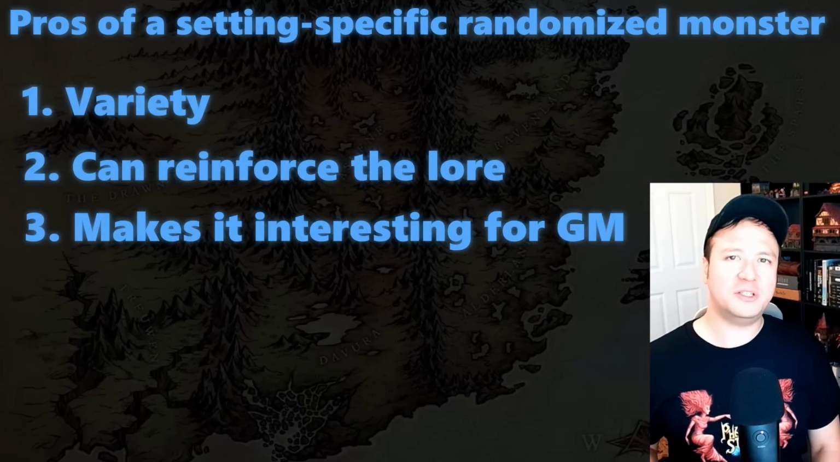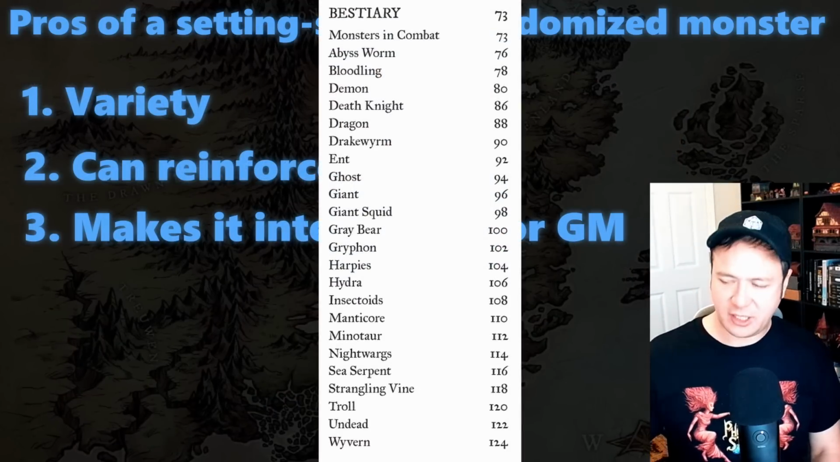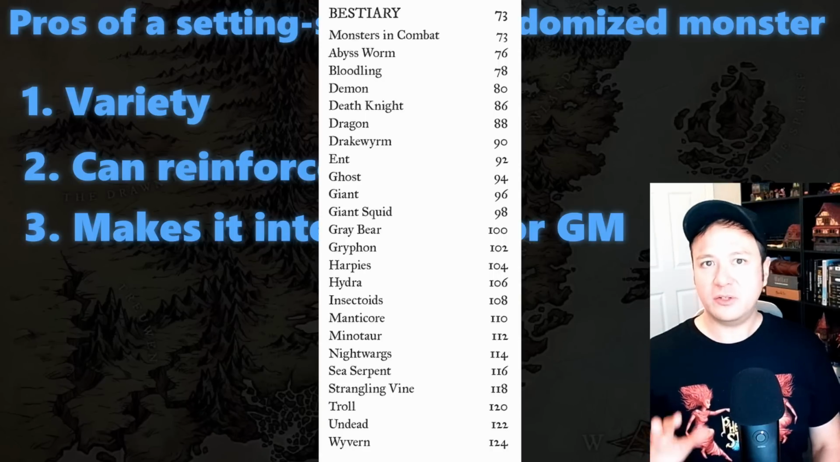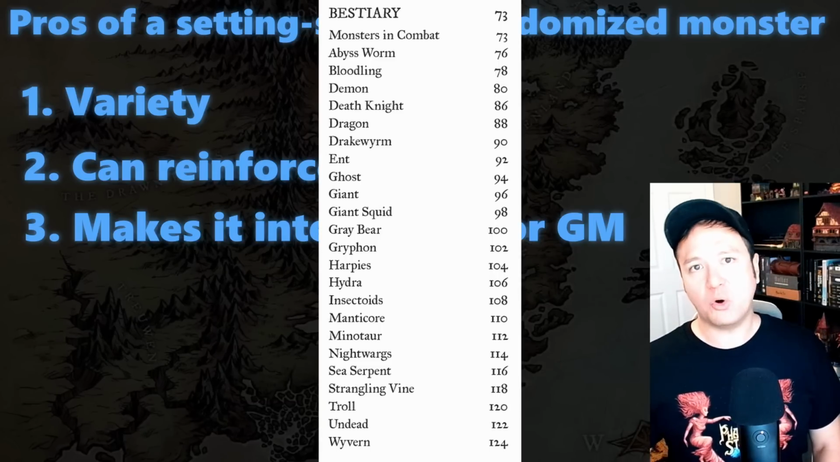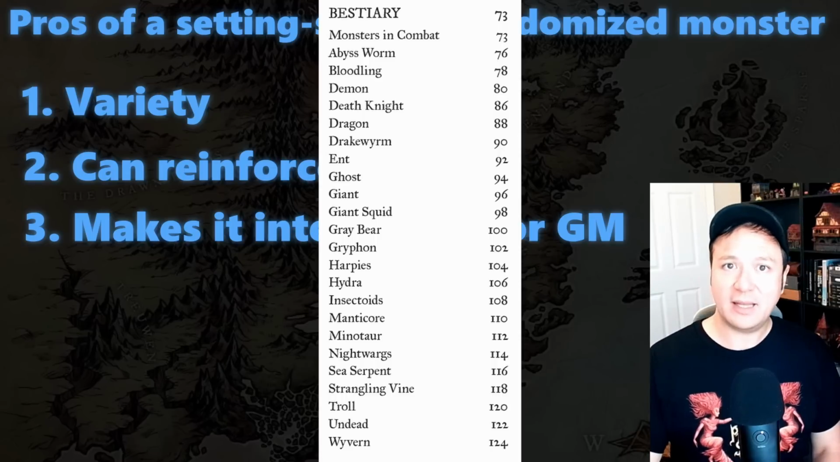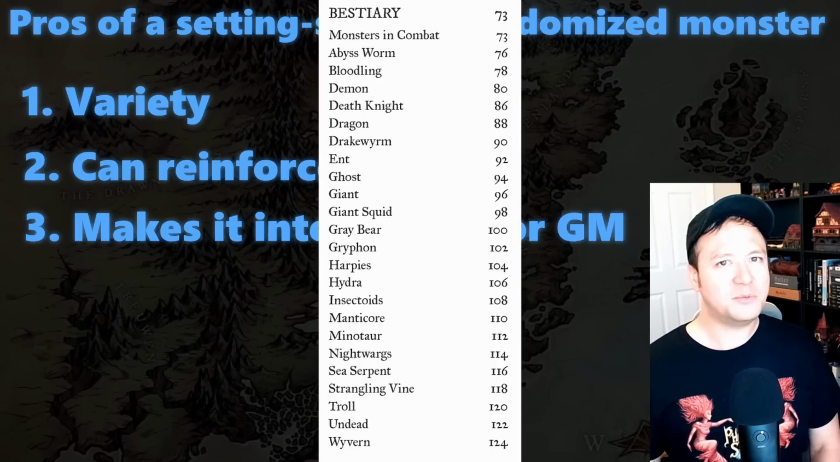Makes it interesting for the GM. If you take a look at the core bestiary for Forbidden Lands, which is found in the GM's guide, there are only 23 monsters listed. To be fair, you don't just fight monsters in this game, you're also fighting other humanoids, and those include your whole standard spread of core fantasy races. But that being said, if you play this game for long enough, you will exhaust that list of potential enemies.